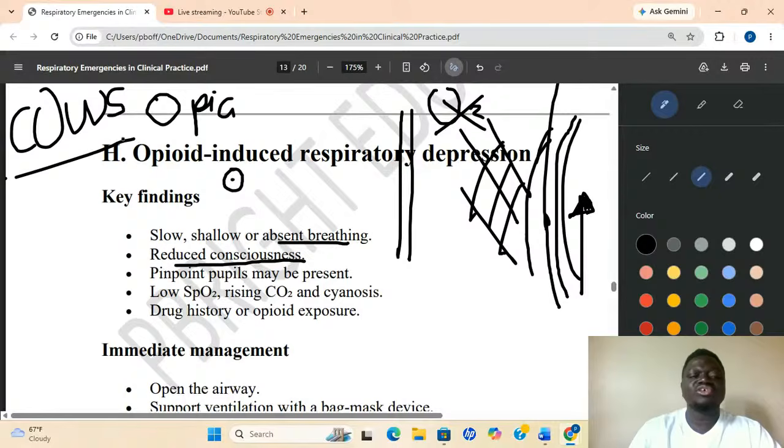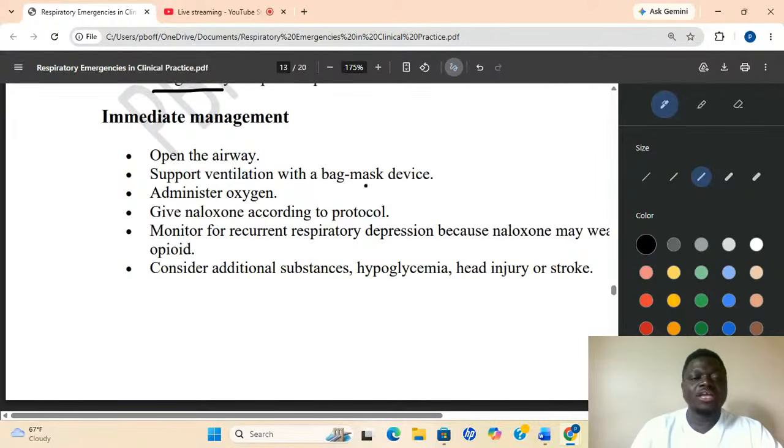Opioid withdrawal. The saturation will drop, carbon dioxide will build up, and there is central or peripheral cyanosis. You should know the drug history. The ambulance brought them to the hospital, or opioid exposure, whoever, family members, they will tell you. So ABCD: airway should be opened, breathing, ventilation with the bag valve. The patient cannot do it, so help them, assisted.